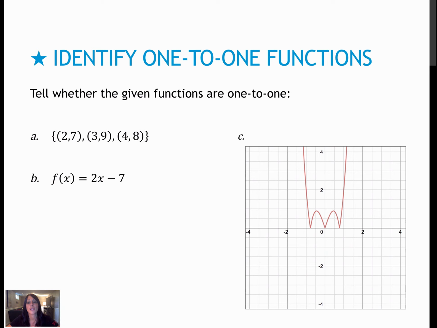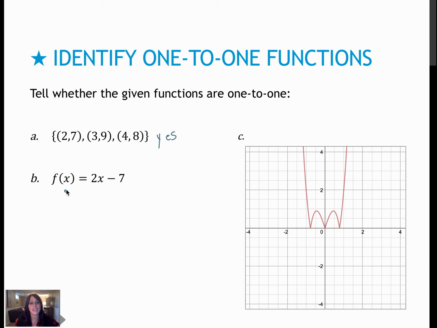Here are 3 different questions for you to try. So press pause, try all 3 questions, determine whether or not they're one-to-one, and then press play to check your work. So for the first, I've got 2 mapping to 7, 3 mapping to 9, and 4 mapping to 8. Those are all different, and so yes, that is one-to-one. Every y has a unique x value.